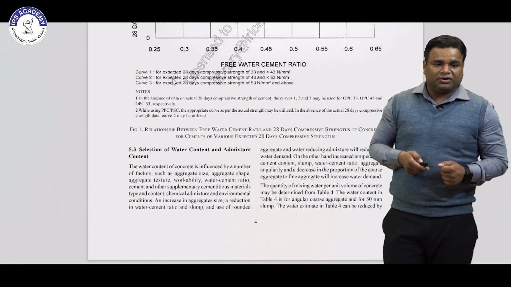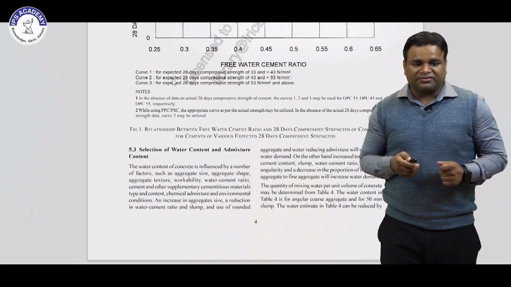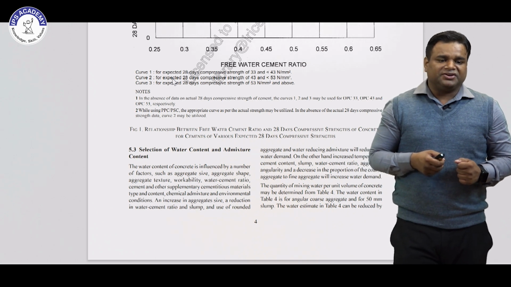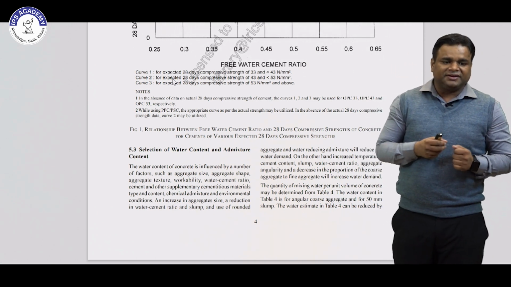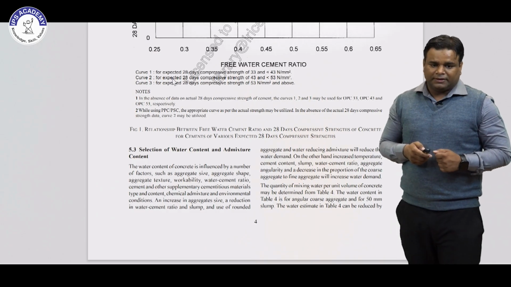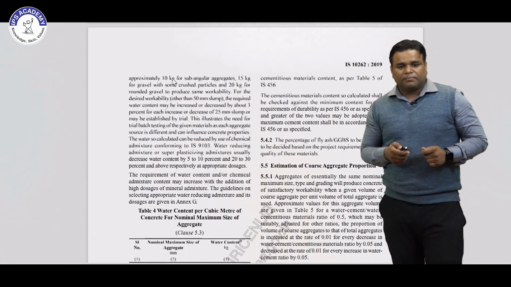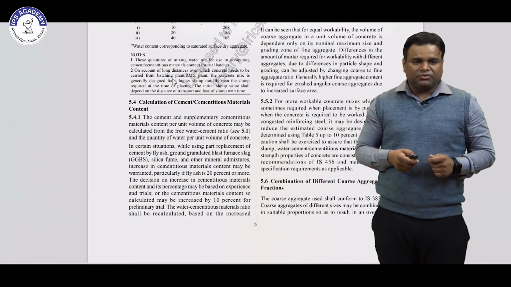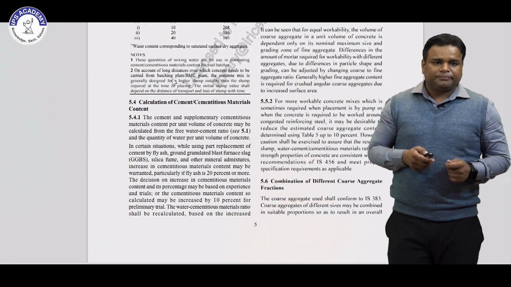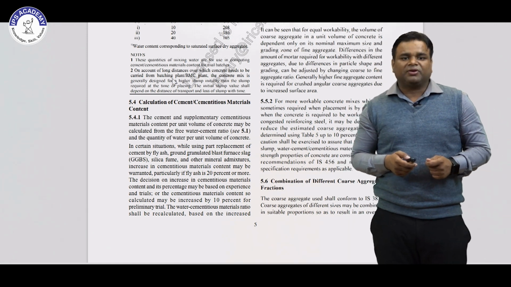The water content of concrete is influenced by a number of factors such as aggregate size, aggregate shape, aggregate texture, workability, water cement ratio, other supplementary cementitious materials, chemical admixtures and environmental conditions also. When we increase the aggregate size, there is a reduction in water demand and slump, and the use of rounded aggregate and water reducing admixture will reduce the water demand. So this is the water content for the maximum nominal size of aggregate used in our concrete mix. For a maximum nominal size of 10 mm we will use 200 kg, for 20 mm it is 186, and for 40 mm it is 165 kg per cubic meter.